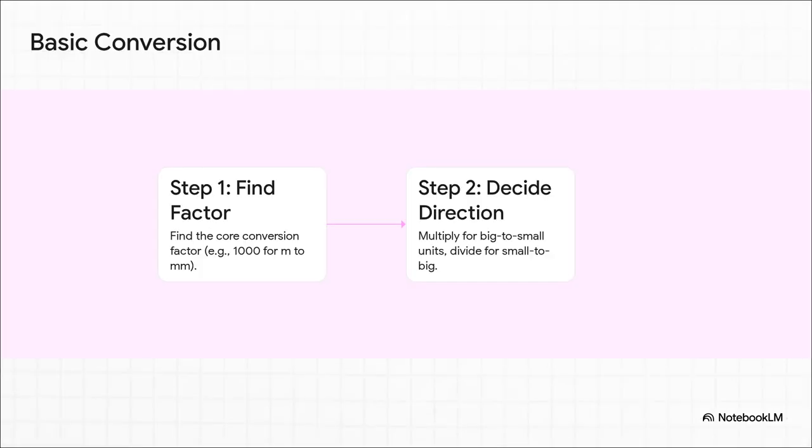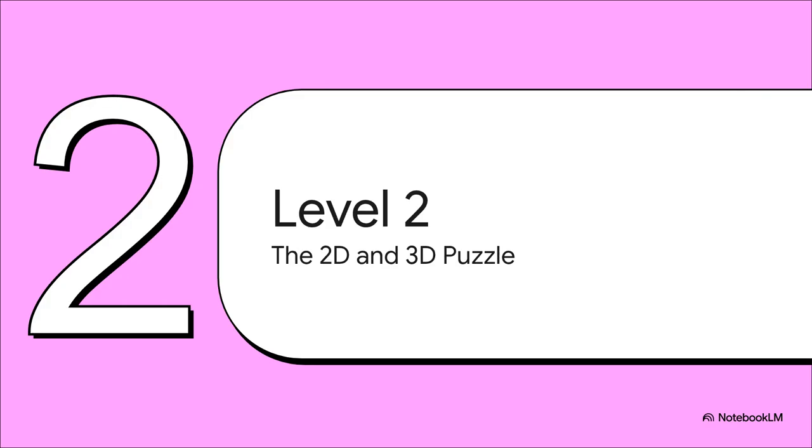You know, any of these simple one-dimensional conversions really just boil down to two little steps. First, you find that core number, that conversion factor, like 1,000 from meters to millimeters. Then you just have to decide which way you're going. Going from a big unit to a small one, you multiply. Going from small to big, you divide. That's it. Simple. All right, basics are locked in.